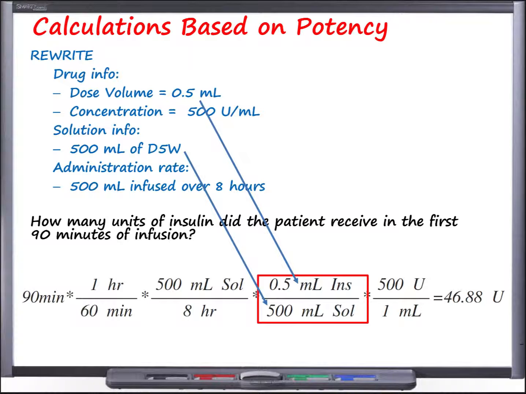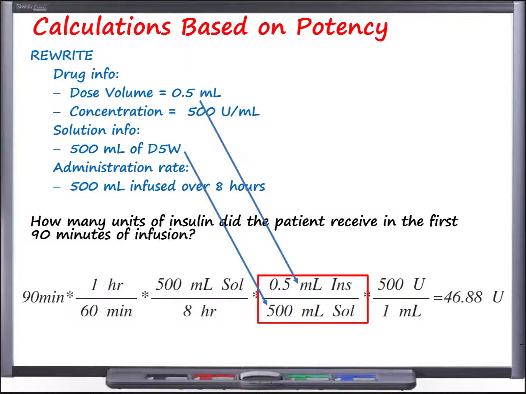So we need to multiply this by the fact that we know that there is 0.5 milliliters of insulin in the 500 milliliters of solution. By multiplying by this, you can see the units of milliliters of solution cancel, and our answer now is in the milliliters of insulin. At this point, we've converted time to hours, hours into the volume of solution administered in that amount of time, and now we've converted from milliliters of solution to the milliliters of insulin in that amount of time.